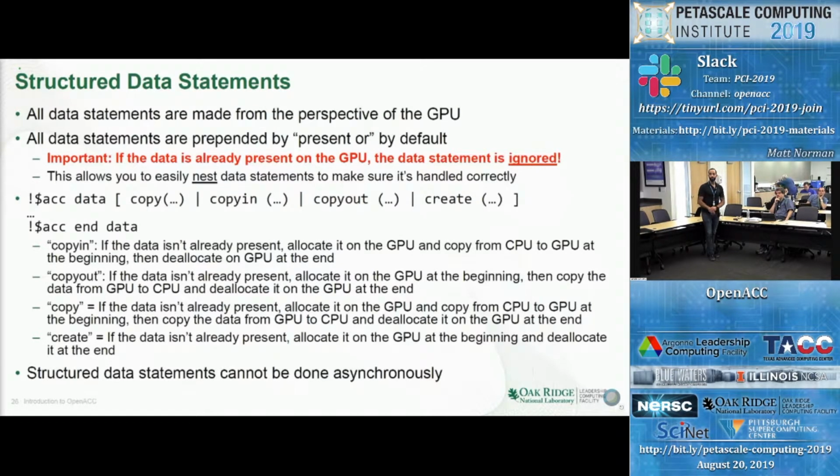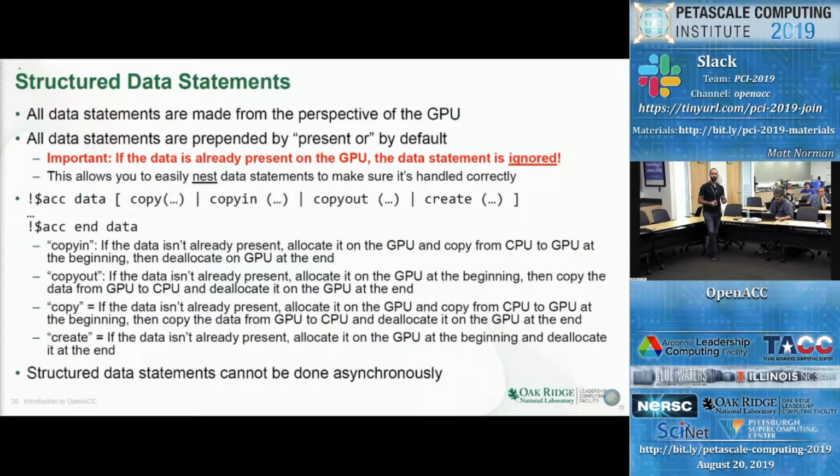One thing I do want to emphasize, however, is that every data statement in OpenACC should have a present_or prefix. If something has already been declared on the GPU, meaning there's a pointer mapping between CPU memory and GPU memory, it's been allocated, it will ignore all of the data statements for that memory location until it is deallocated on the GPU.